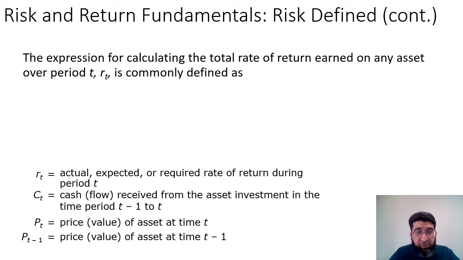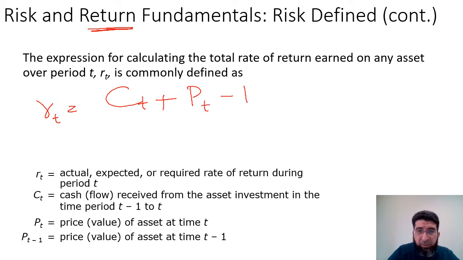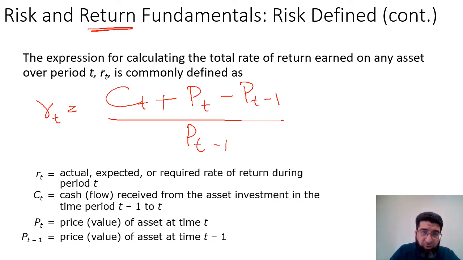Let's look at how the return is calculated. For return we have R_t equals the cash flow at time t plus P_t minus P_t-1, which is the price at time t minus the price at t minus 1, the last time period, last day, last week, or last month, whichever frequency we are using, and then we divide it by the price at t minus 1.